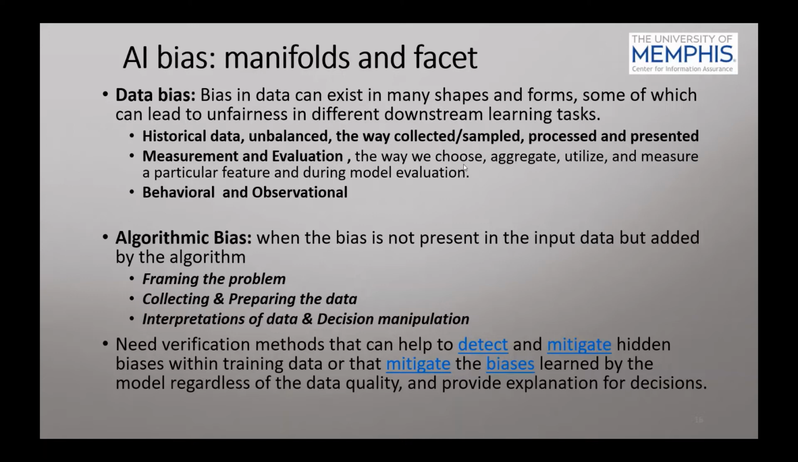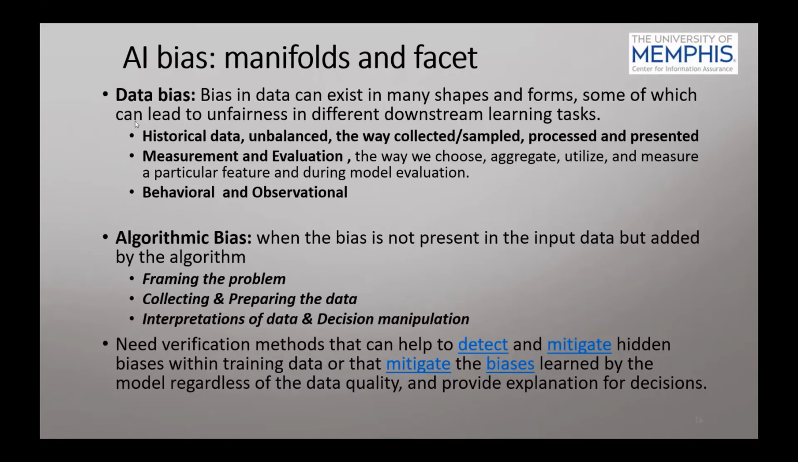measurement and evaluation, the way we choose, aggregate, and utilize and measure a particular feature during the model evaluation, then behavioral and observational data we collect through the web. So all this can create some form of data bias, and I'm going to show you next an example of how self bias is created in a repeated loop.